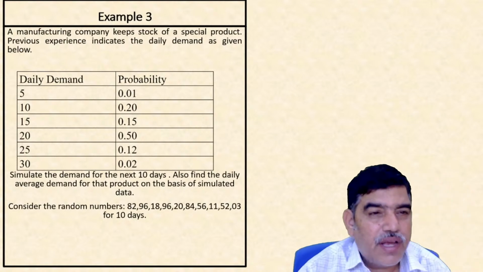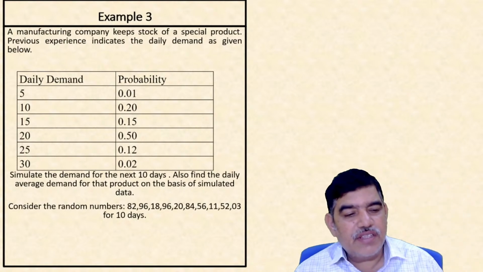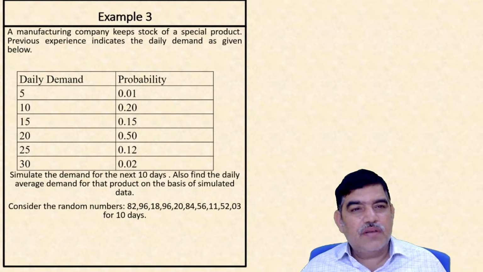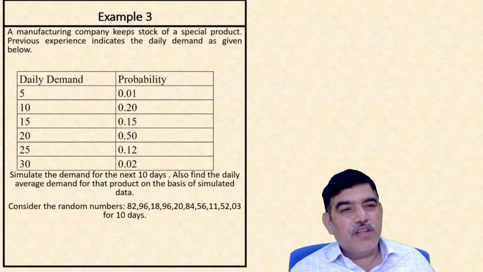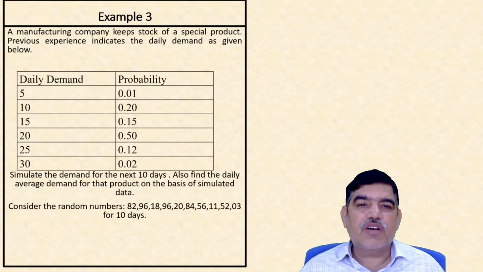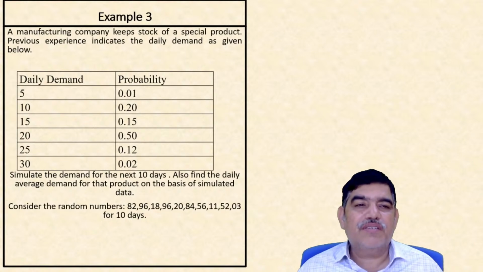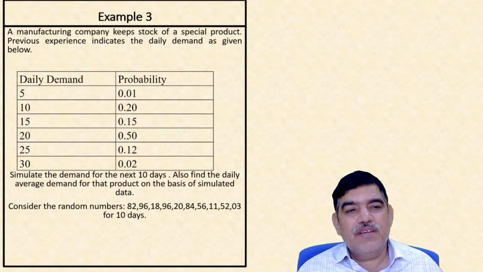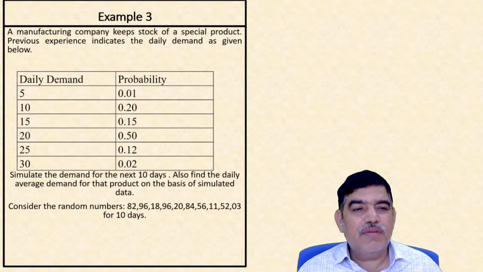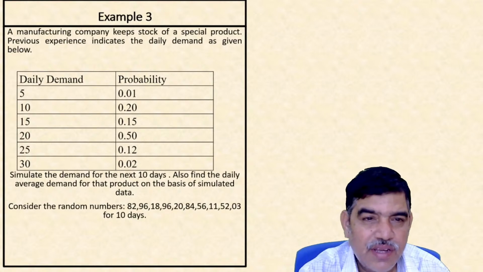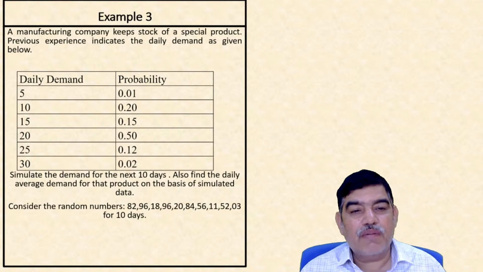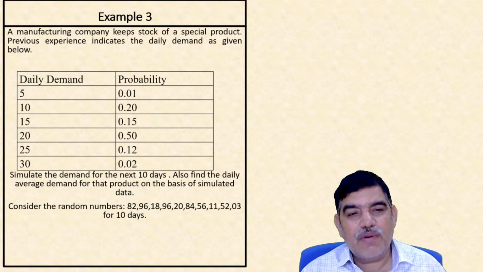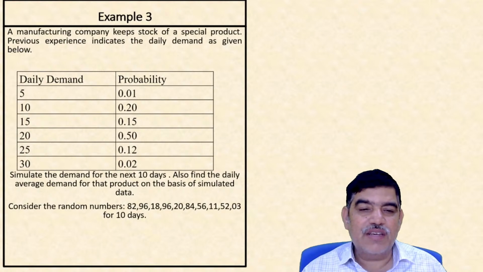Similarly, I am considering another example. Let us consider a manufacturing company keeps stock of a special product. Previous experiments indicate that daily demand is as given below, in a tabular format, daily demand and probability. Here, the probability is directly mentioned, that is given.